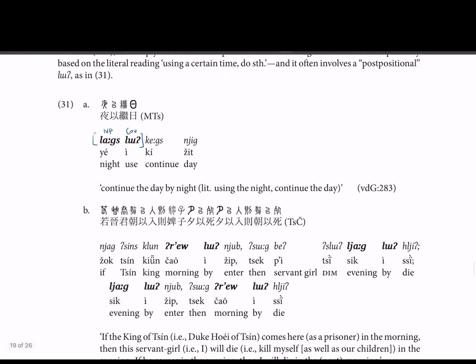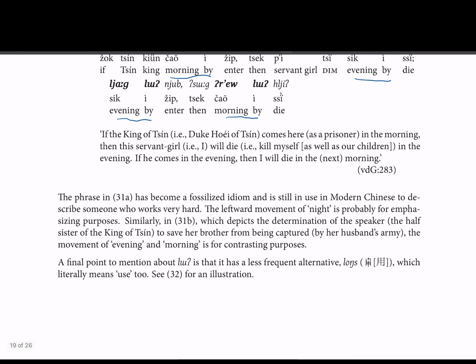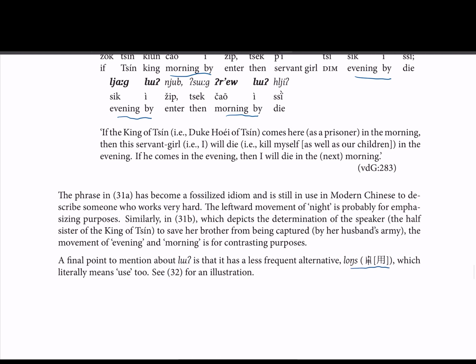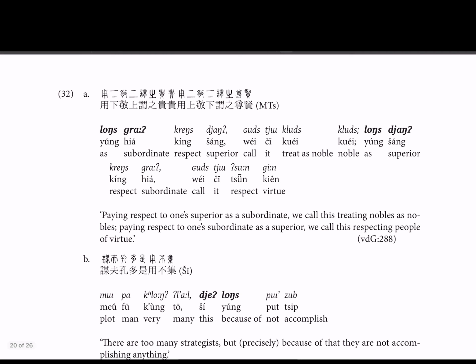Likewise, in 31b, we have 4 temporal adverbs involving a postpositional le. A final point to mention about the coverb le is that it has a less frequent alternative, longs, which literally also means to use. We have 2 examples in 32. Let's begin with the sentence in 32a. Longs gra clings diang, paying respect to one's superior as a subordinate.